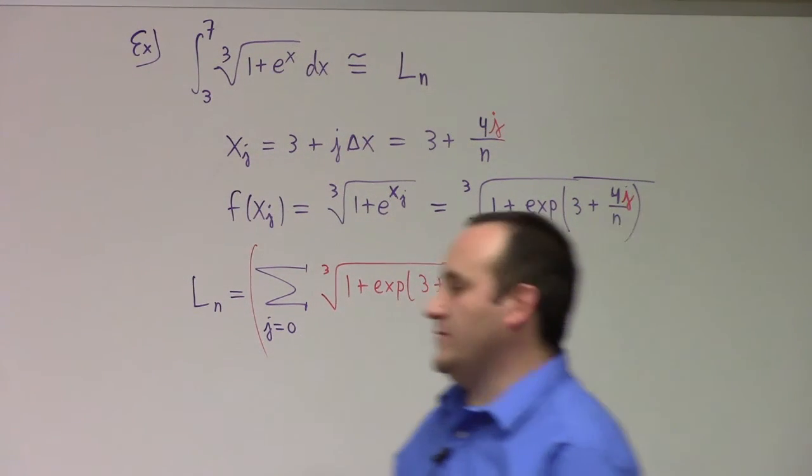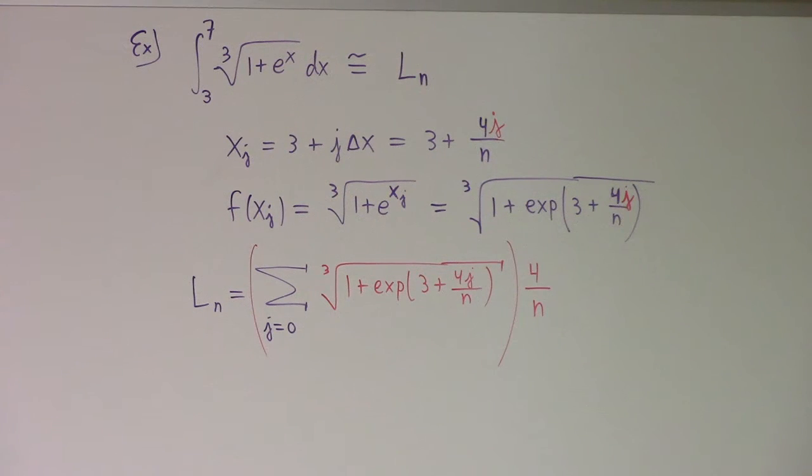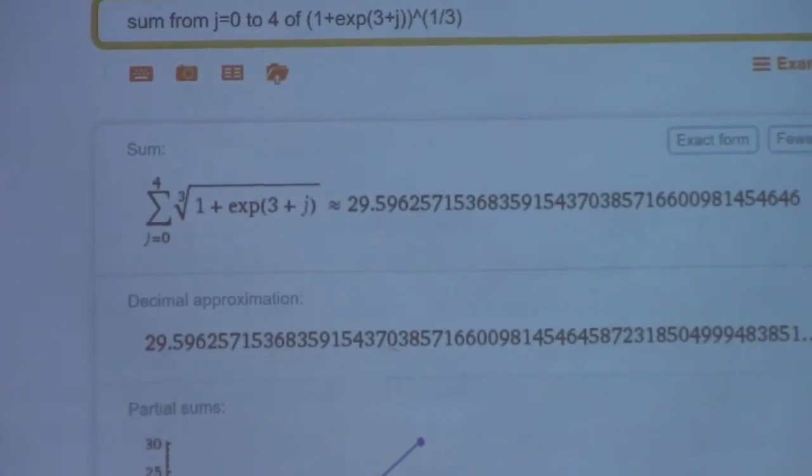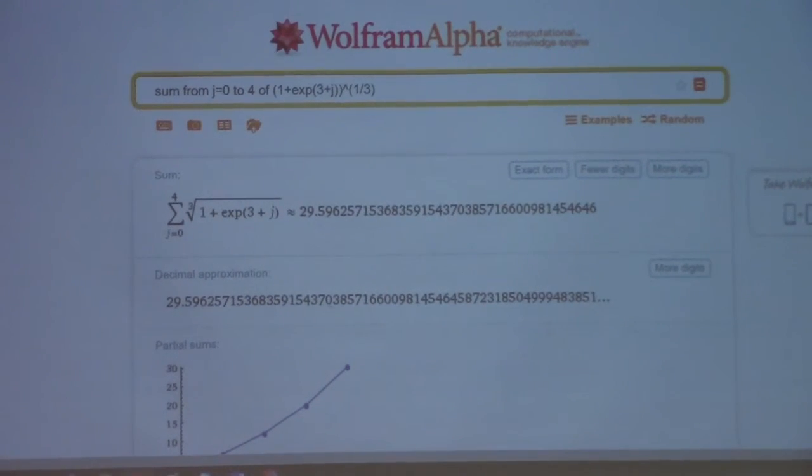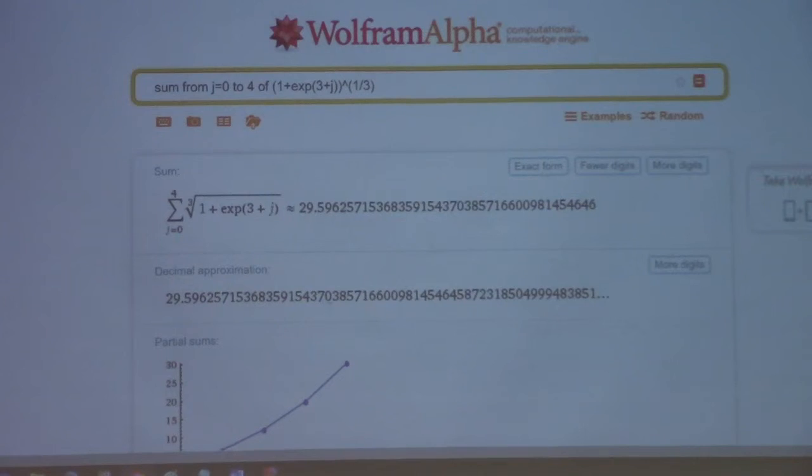The wonderful thing about Wolfram Alpha is it tends to tell you something like this: j equals 0 to 4, cube root of that. So you have a check that what you entered is actually legit, right? And so apparently, 29.59. Was it 29 point what? Okay. Oh, so I probably should, okay.